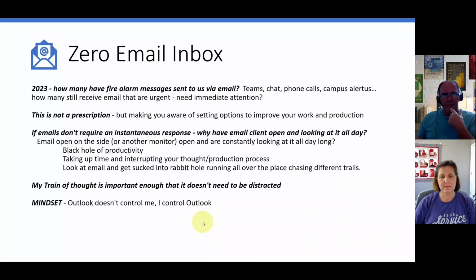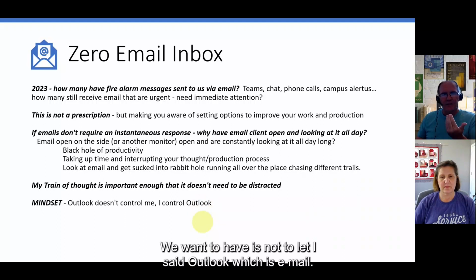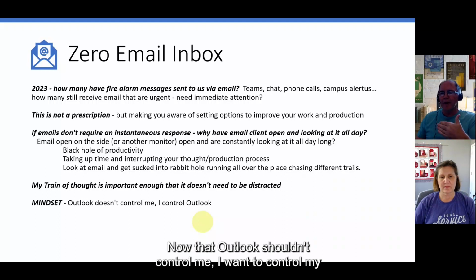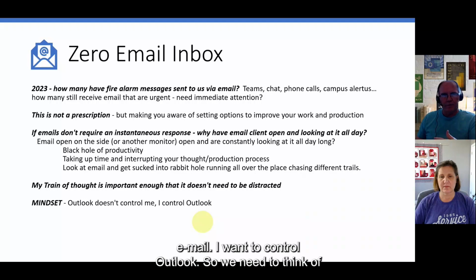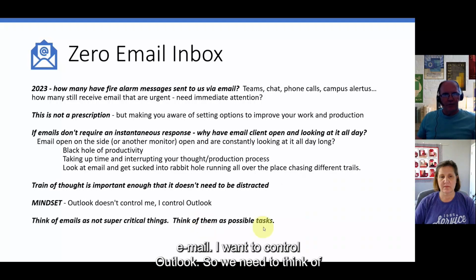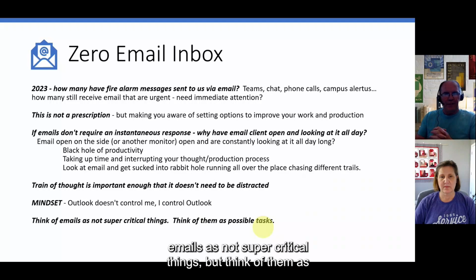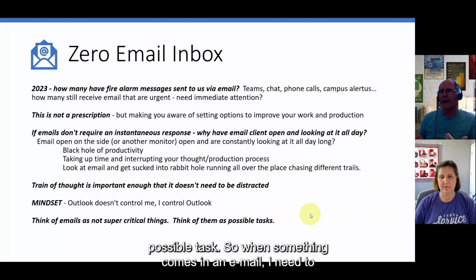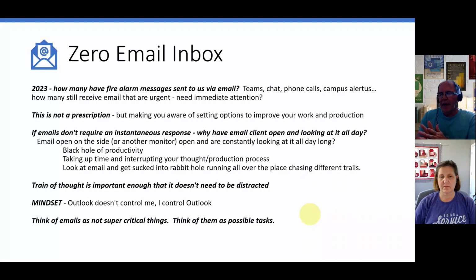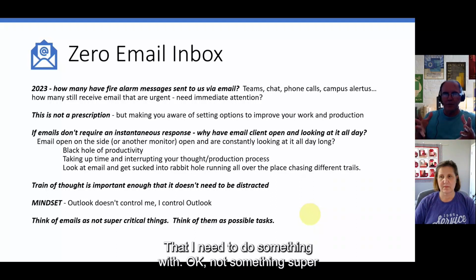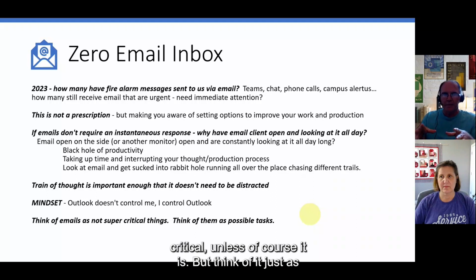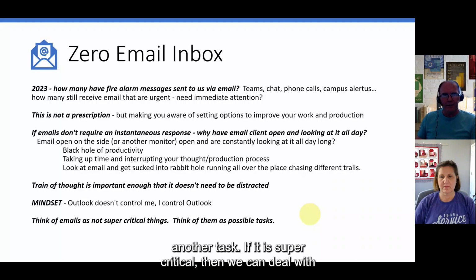The mindset we want to have is that Outlook, which is email, shouldn't control me. I want to control my email. I want to control Outlook. We need to think of emails not as super critical things, but as possible tasks. So when something comes in an email, I need to treat that as a task that I need to do something with, okay? Not something super critical, unless of course it is, but think of it just as another task. If it is super critical, then we can deal with that.